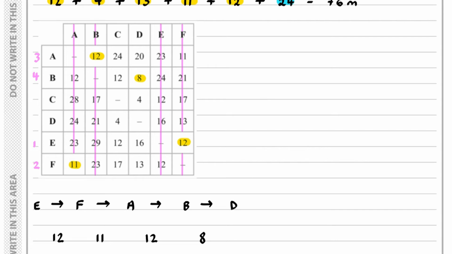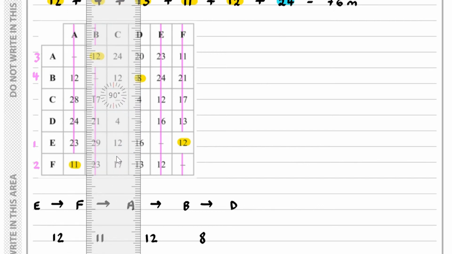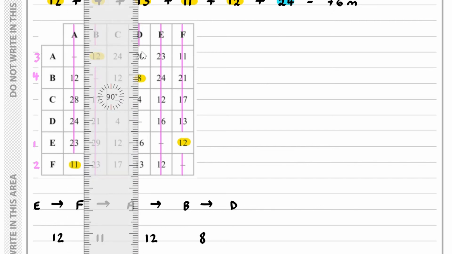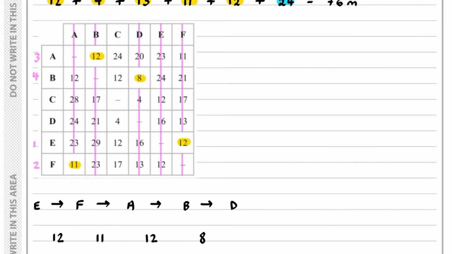So now we can delete the column containing D, and we put a number 5 where D is, and then we read across. The smallest one is this 4. So we go from D to C. That's 4. And that takes us to C.